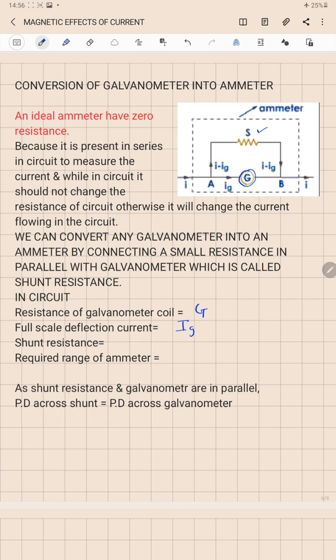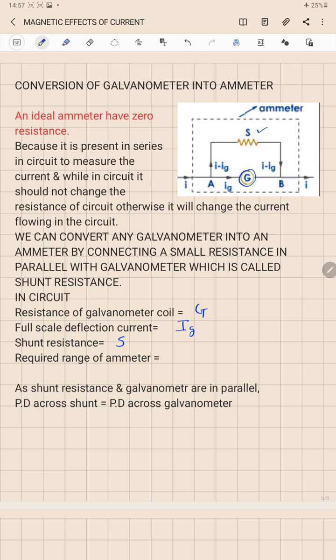Ig we are indicating as the full scale deflection current, meaning Ig is the maximum current which we can pass through a normal galvanometer. At this current, the pointer attached to the galvanometer will show full scale deflection. Any current higher than this value Ig is going to damage the galvanometer coil by producing heat inside it. So we cannot pass a current higher than the Ig value through the galvanometer. The shunt resistance which is connected in parallel with the galvanometer is S.